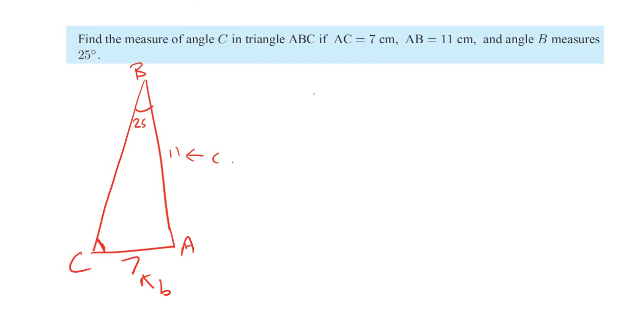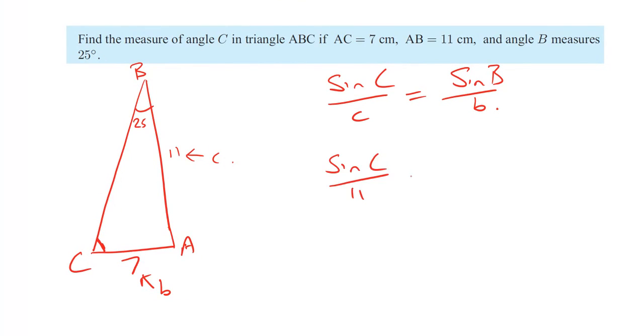So certainly the component of this we're going to have is going to be the C's. We've also got the B angle and the B side, so we should be using the component of the sine rule that contains the C's and the B's. So let's write that out. Sine C over c equals sine B over b. And notice I've got the sines at the top because I'm looking for an angle. Okay, so put in what we do know. That's going to be that sine of C over 11 is equal to sine of 25 over 7.